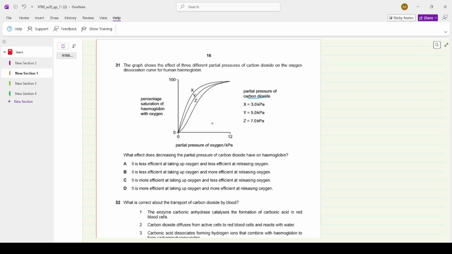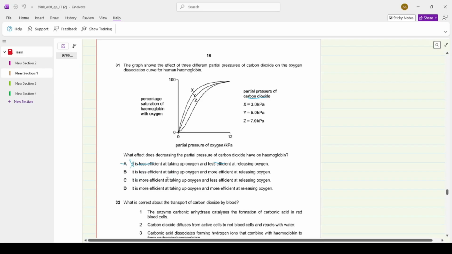So now checking on the options here, what effect does decreasing the partial pressure of carbon dioxide have on hemoglobin? Let's cross-check these options. It is less efficient at taking up oxygen and less efficient at releasing oxygen. It can't be less efficient at both events, releasing and uptake. So taking up, it is true, but on the other hand, releasing is not less efficient, actually it is increased. So A is out.